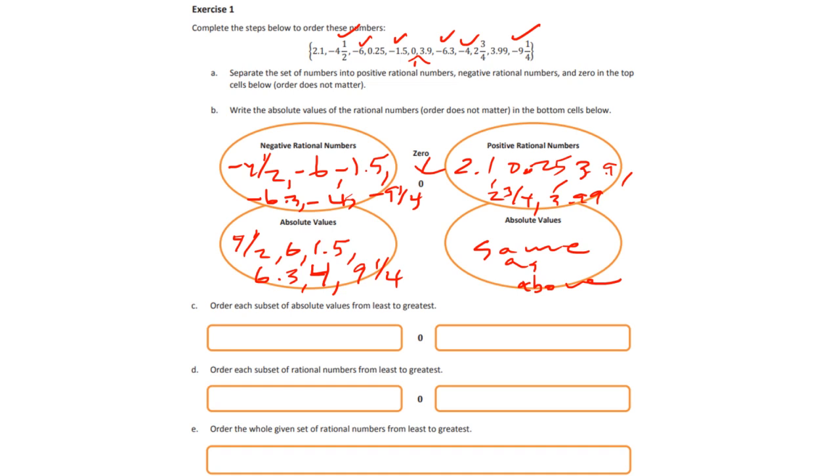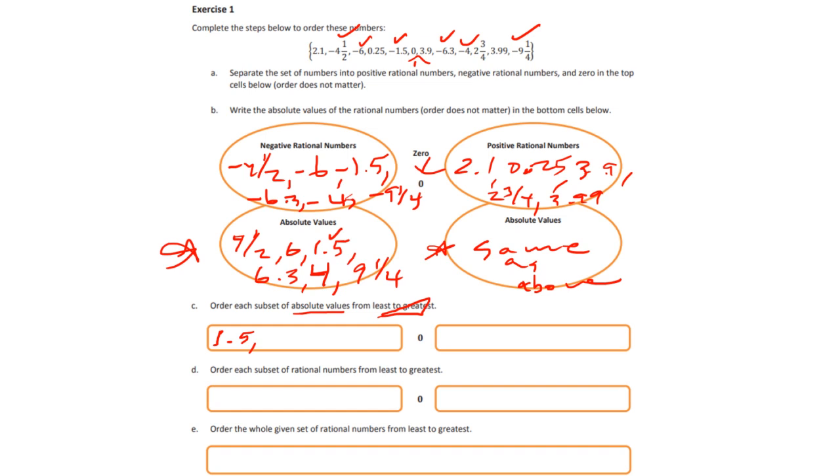C says order each subset of absolute values from least to greatest. So now we're saying from least to greatest. That's smallest to biggest. So right now we're doing absolute values. So we're looking at these two pieces here. And the smallest of those two pieces that I see is 1.5.